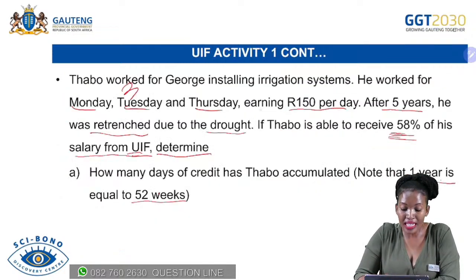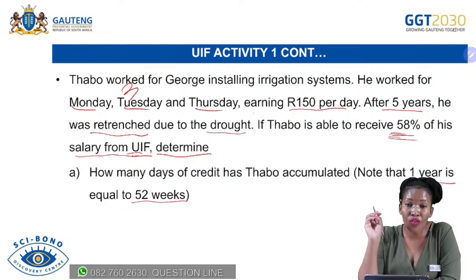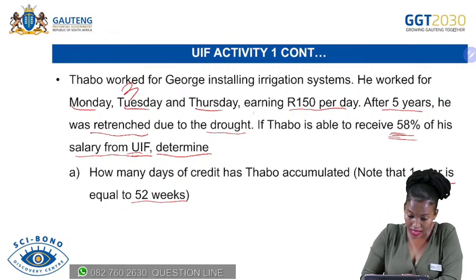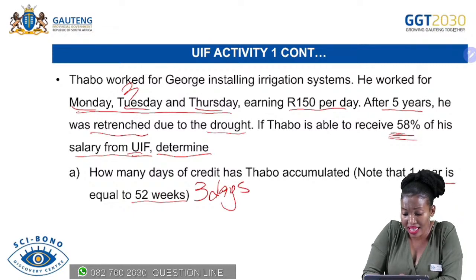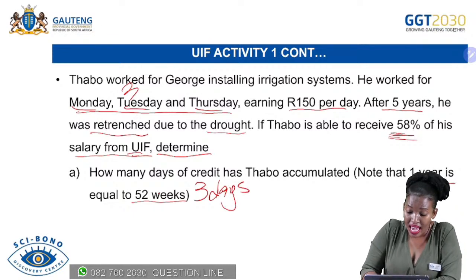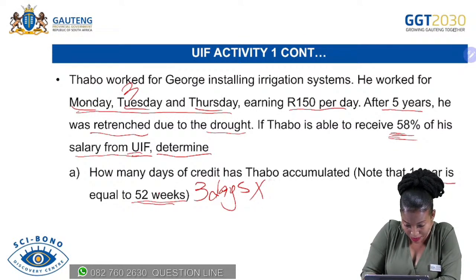First of all, we need to establish for how many days Thabo worked. And then from there, we'll take our answer and divide by 6 so that we can get how many days of credit he is going to receive. So we agreed that he's going to work for 3 days. This is 3 days per week, guys, right? And then times by, a year has how many weeks? A year has 52 weeks.